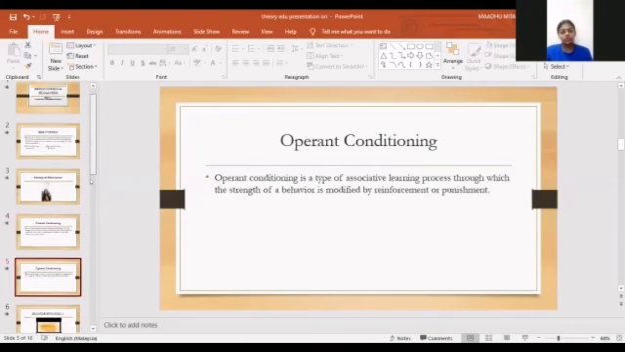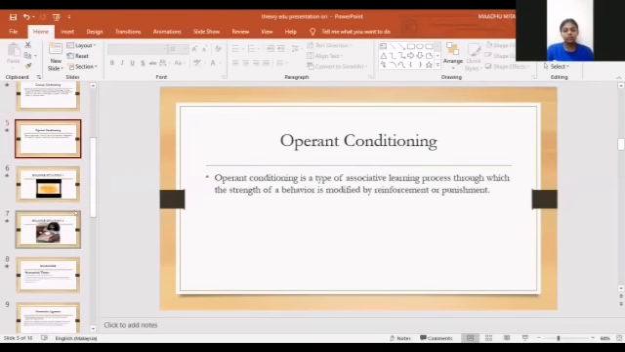The fifth slide is operant conditioning. Operant conditioning is a type of associative learning process through which the strength of a behavior is modified by reinforcement or punishment.